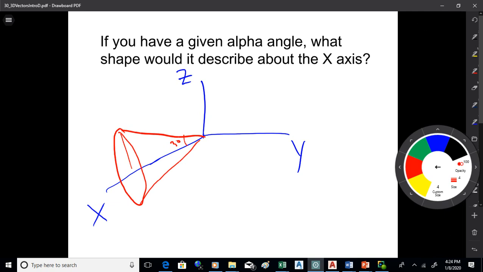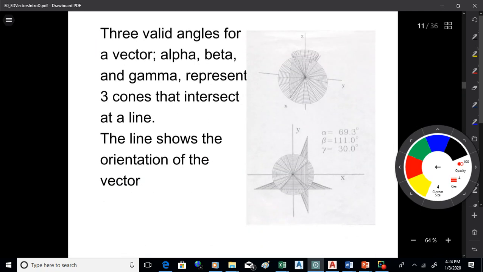So I had a student, and this was a long time ago, right when AutoCAD was starting to go 3D. He plotted up one of the vectors we were working on. So there's the 3 angles, alpha, beta, and gamma. Alpha is 69.3, beta is 111, and gamma is 30. He plotted 3 cones around the x, y, and z axes. And sure enough, they intersected on one line. There's that vector, where those 3 cones intersect.